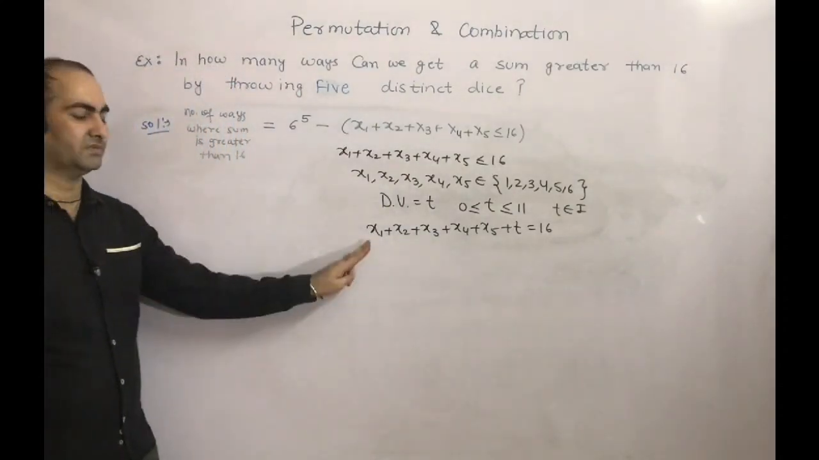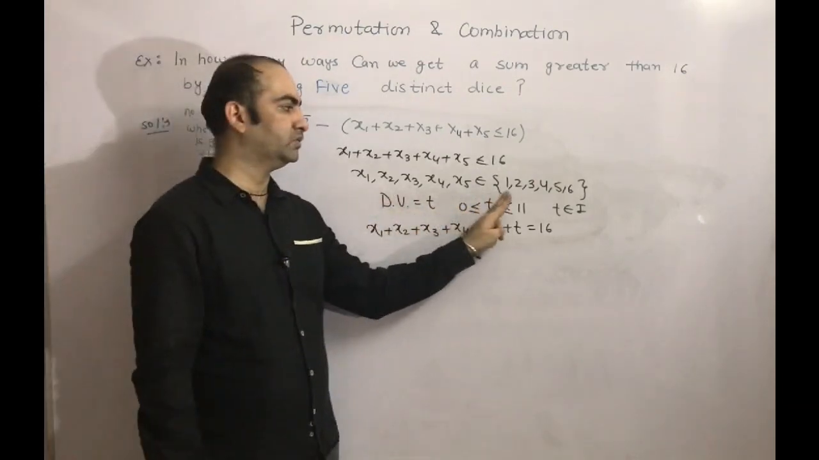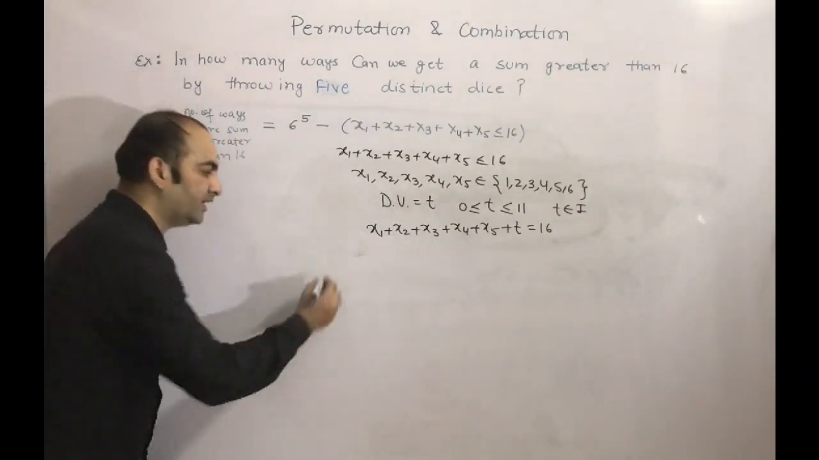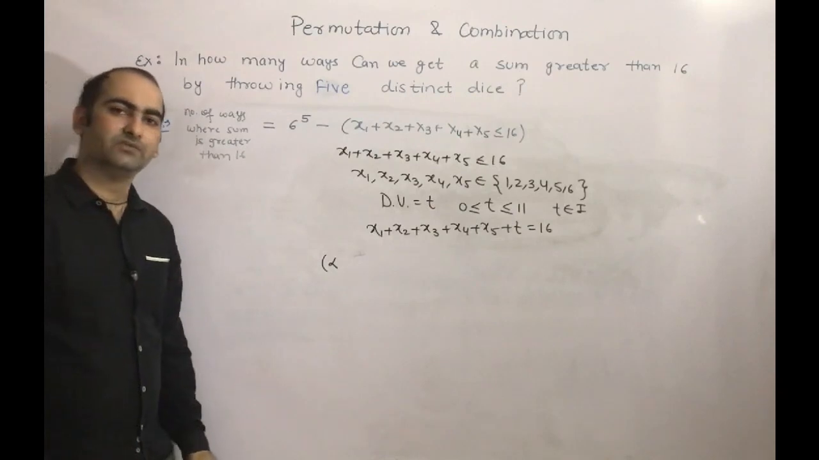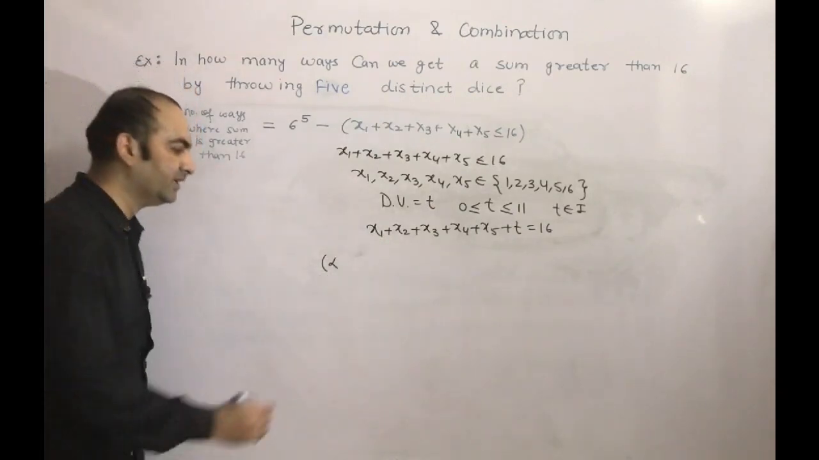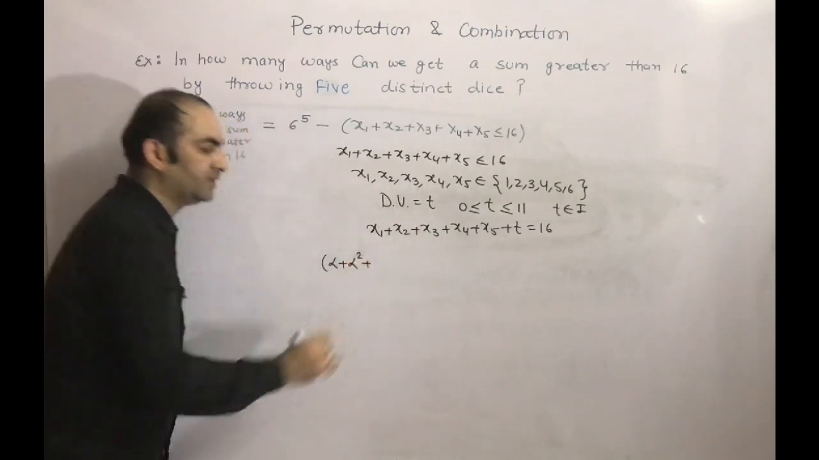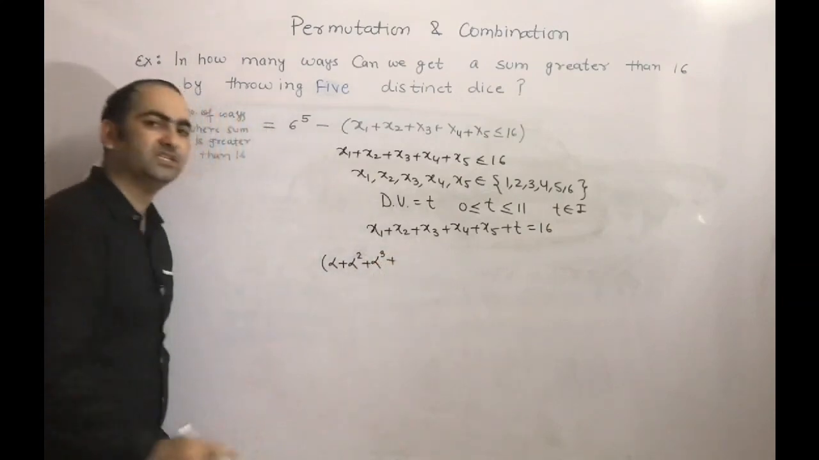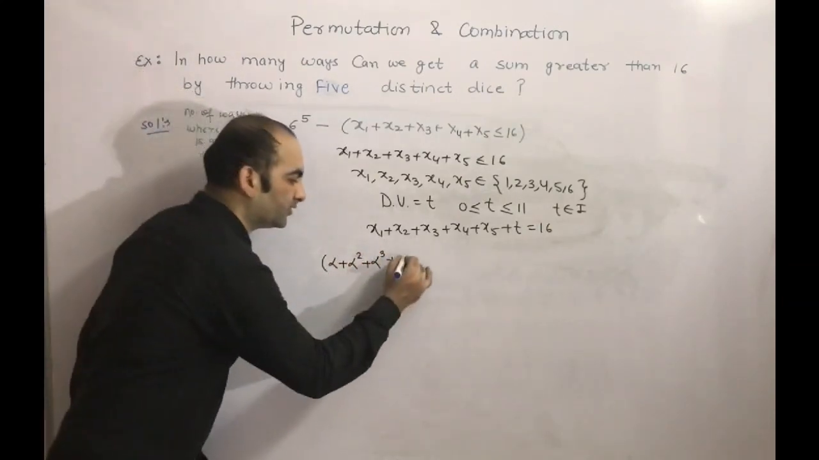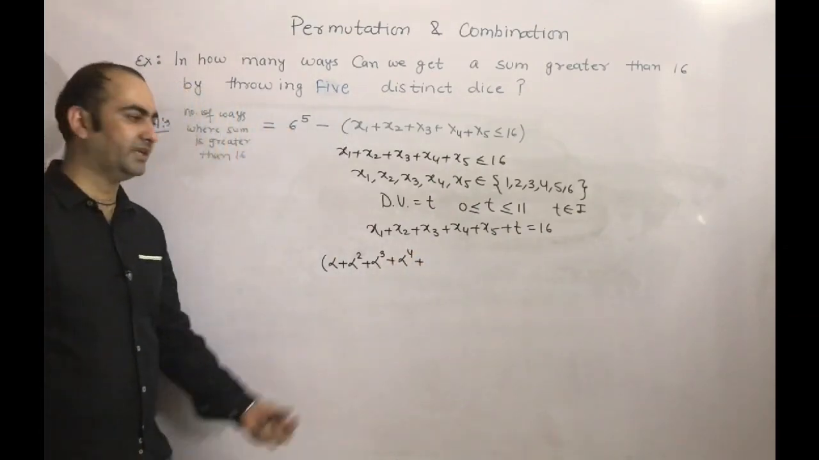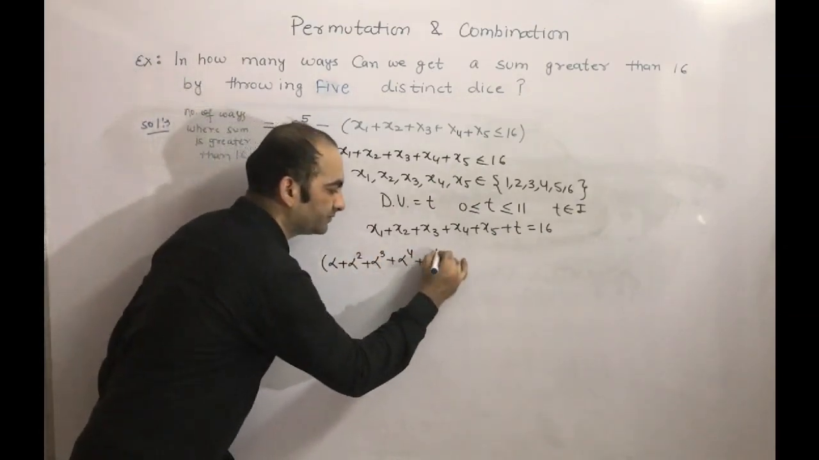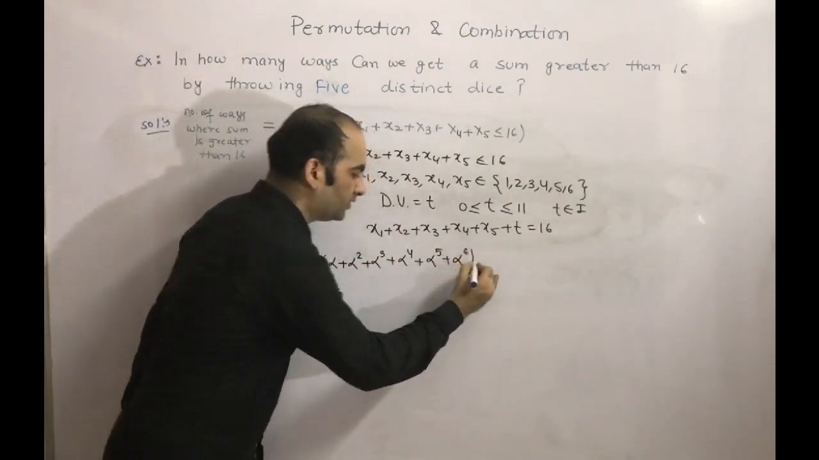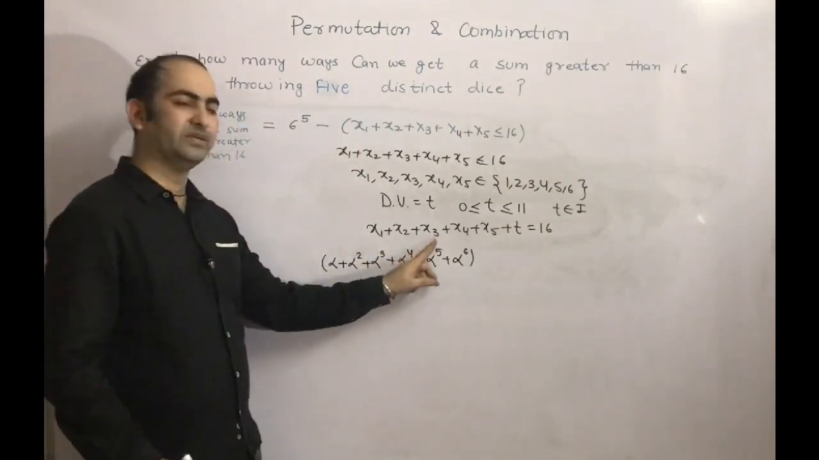So the first term is x1, and x1 can be 1, 2, 3, 4, 5, 6. When x1 is 1, alpha will come. When x1 is 2, alpha square. Plus, when x1 is 3, we'll write alpha cube. When x1 is 4, alpha power 4. When x1 is 5, alpha power 5. When x1 is 6, alpha power 6.